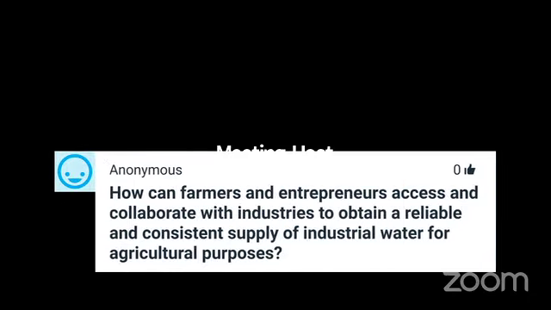How can farmers and entrepreneurs access and collaborate with industries to obtain a reliable and consistent supply of industrial water for agricultural purposes?